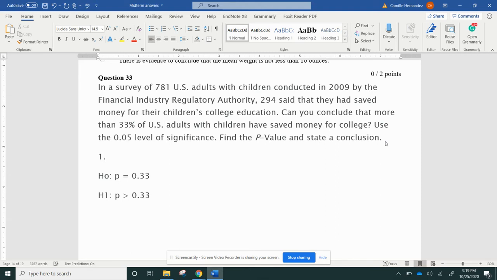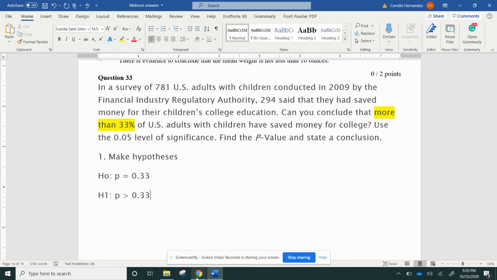First, number one, make hypotheses. Remember, I'm going to use the P because it says, can you conclude that more than 33%? So that means I'm using the P for a proportion, and I'm going to convert this 33% to a decimal. Remember, the null always has the equal sign in it. So the null is P equals 0.33. And again, can you conclude more than 33%? So this is where I'm going to use the greater than symbol in the alternative. So those are my hypotheses.